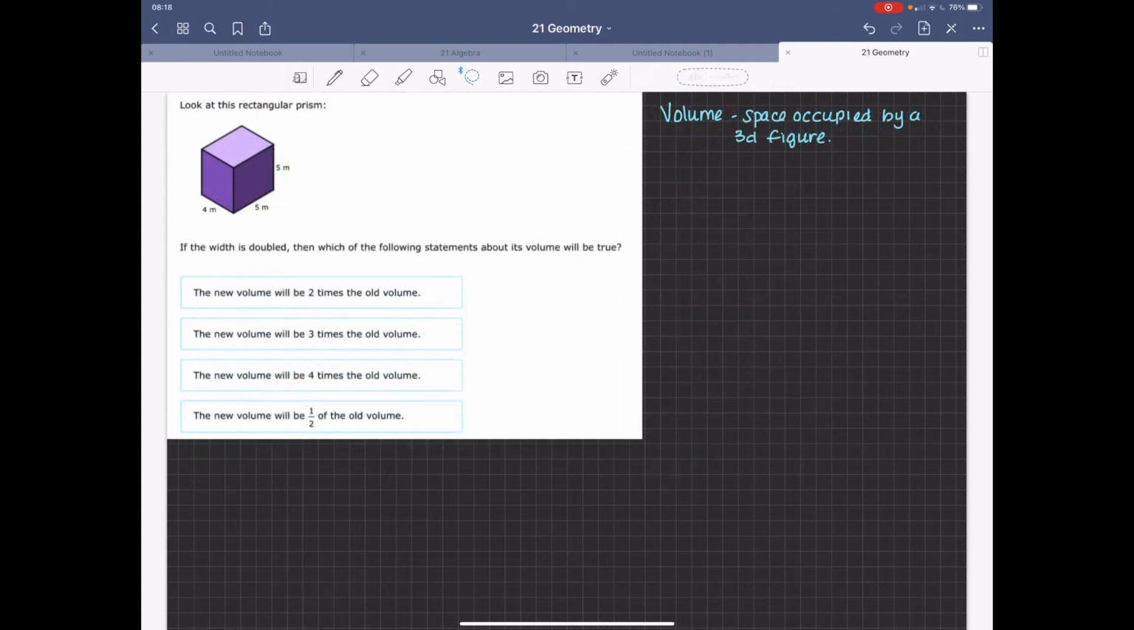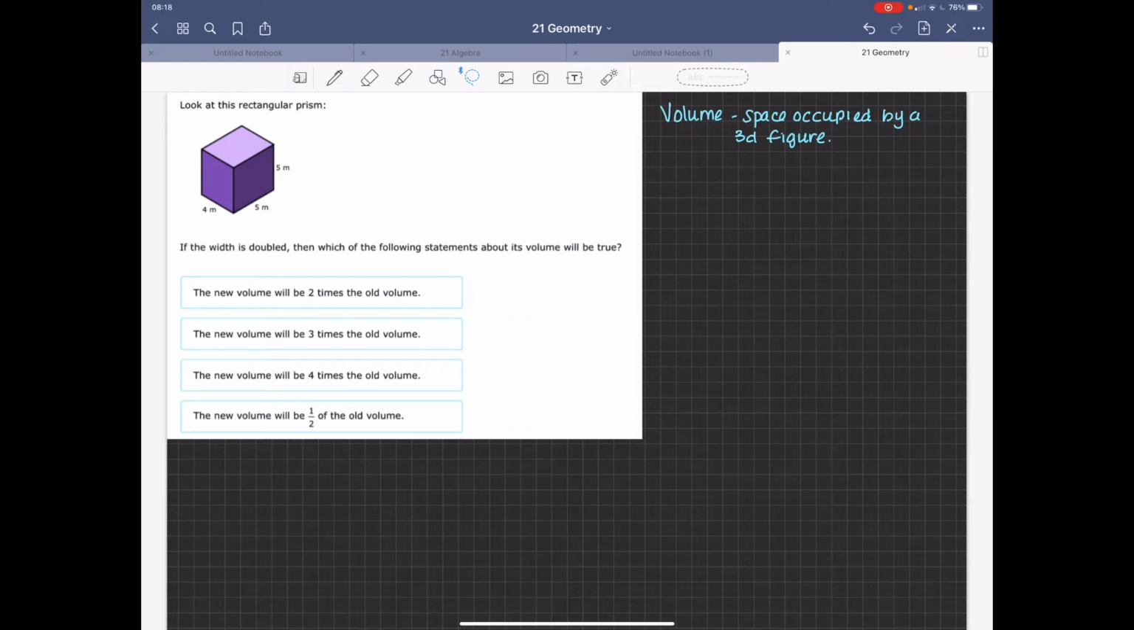Hi, we're going to look at this new problem. So it says, look at the rectangular prism. If the width is doubled, then which of the following statements about its volume will be true? So the first thing we need to know is that a volume is a space occupied by a 3D figure. In this case, we have a rectangular prism. So the formula for a volume is pretty simple. It's V equals length times width times height.